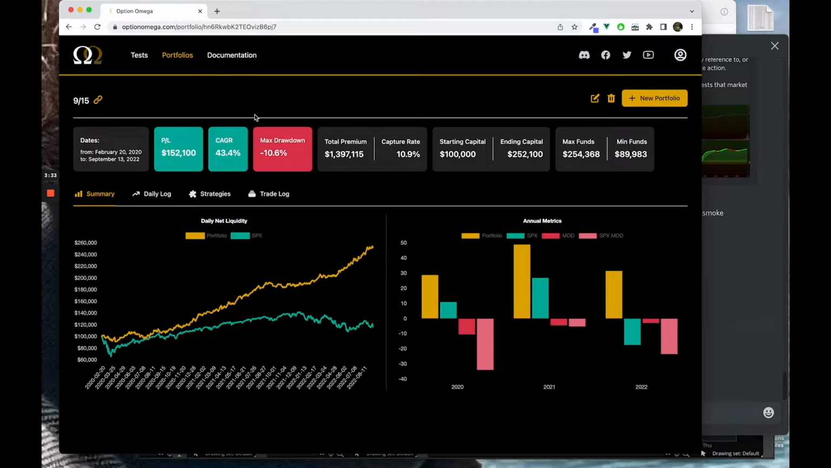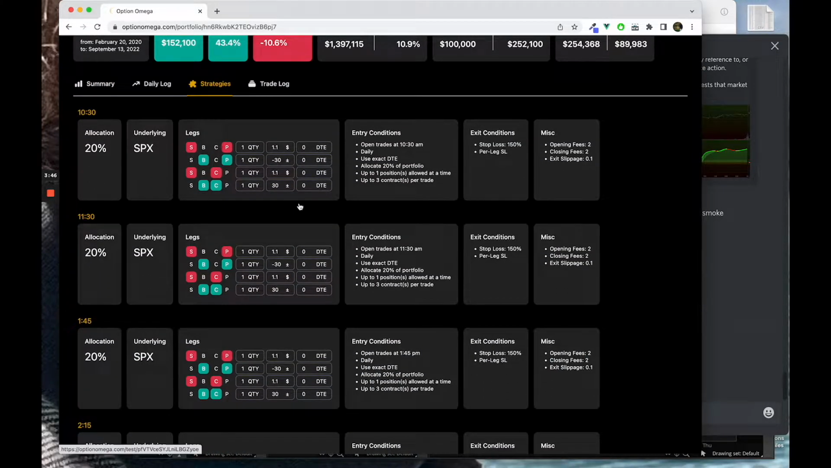This is a portfolio of trades run since the COVID crash to year to date. It is a basic strategy. It's a couple of strategies, but they're all the same strategy, except we're putting them on throughout the day. We're using the exact DTE and opening the trade at different times. We are doing up to 3 contracts per trade, so there's kind of a limit to it.